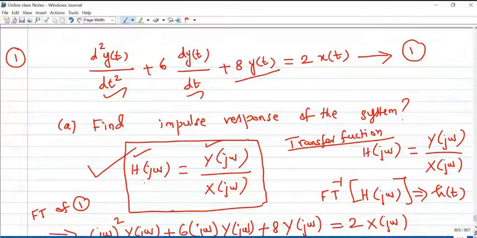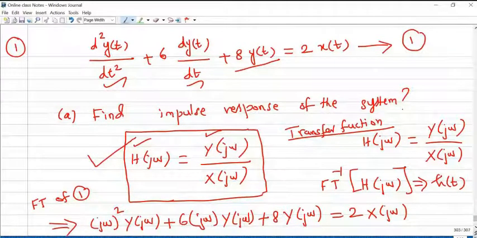We must first derive H of j omega. H of j omega equals Y of j omega divided by X of j omega. So in the given equation, take the Fourier transform of the equation. The Fourier transform of d square y of t by dt square is (j omega) square Y of j omega. dy of t by dt means j omega Y of j omega. Then Y of j omega, X of j omega. Okay, using the properties, it's a direct formula.